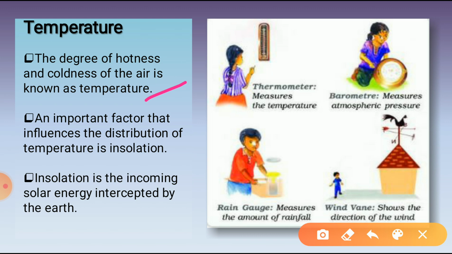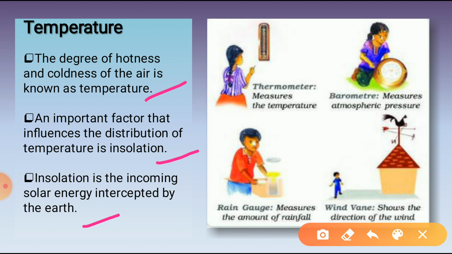So, we know that the temperature of the atmosphere changes not only between day and night but also from season to season. Summers are hotter than winters. An important factor that influences the distribution of temperature is insolation. So, what is insolation? Insolation is the incoming solar energy intercepted by the earth. Insolation is the solar radiation received in Earth's atmosphere or at its surface.